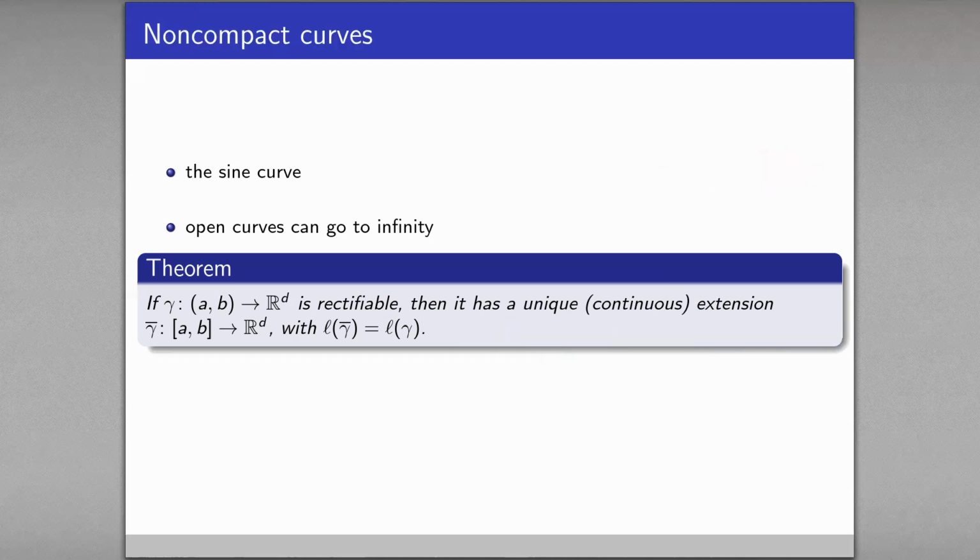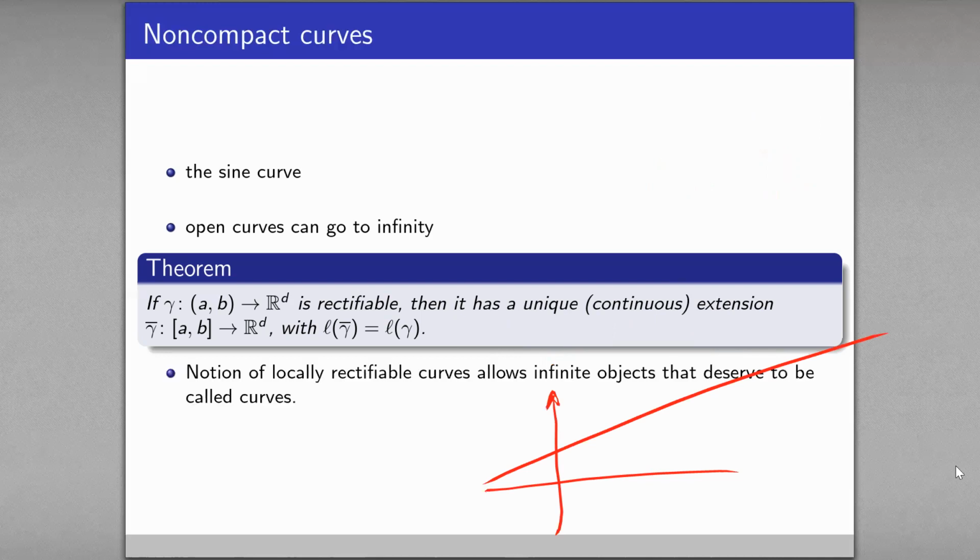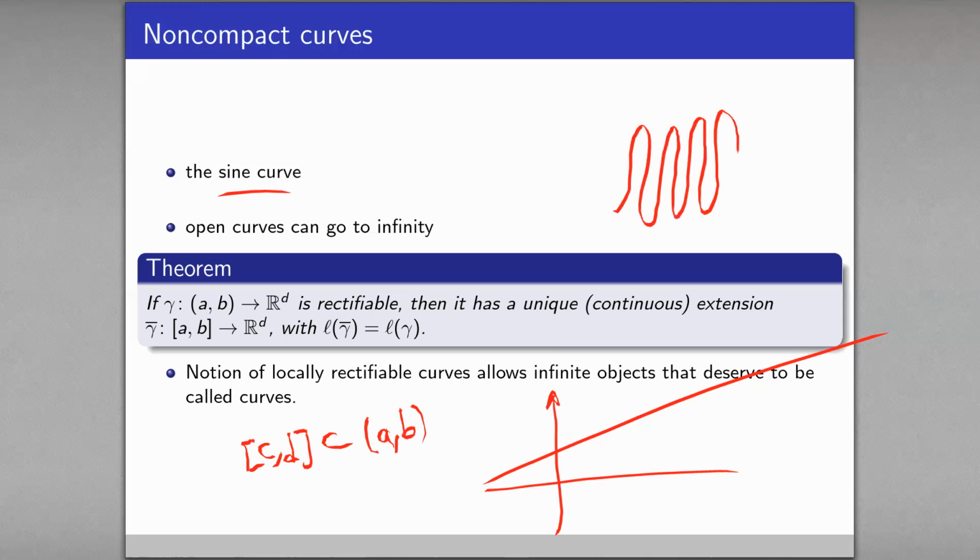Okay, but for example, can I talk about, say, an infinite line? It deserves to be called a curve, right? Although it doesn't have finite length. The right notion to do that is the notion of local rectifiability. On any subinterval that is compact, you have finite length, but in totality, not so. And this allows, for example, even the sine curve to be locally rectifiable. It is a curve whenever you restrict to delta to 1 for any delta positive.